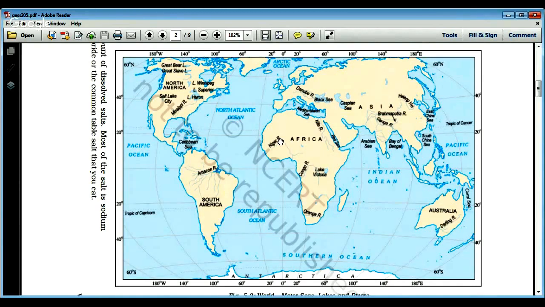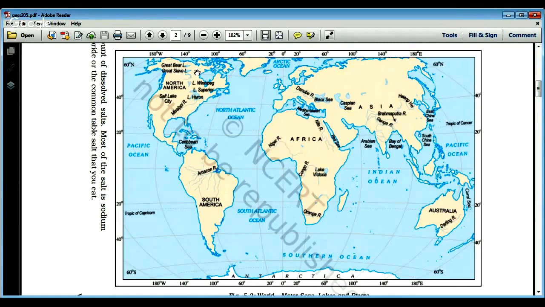They have the highest amount of salinity. They have that amount of salinity that even a man starts floating on the water of these seas, because the water is very dense. So any person, if they jump into these seas, they will not be drowned.